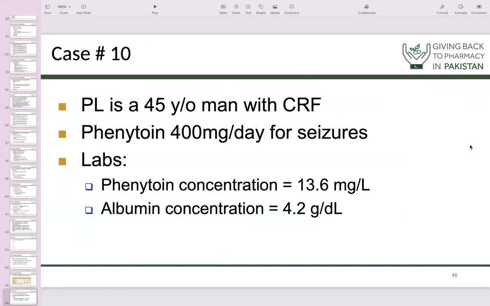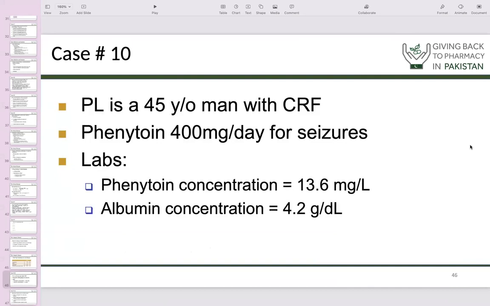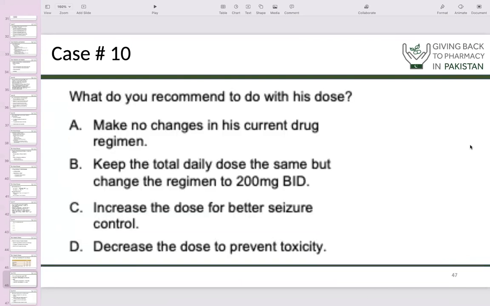Okay, so another case. PL is a 45-year-old man with chronic renal failure. Phenytoin is given 400 milligram per day for seizure. Phenytoin concentration is 13.6 milligram per liter, which is well in the range of 10 to 20. Albumin concentration is 4.2. What do you recommend to do with this dose? Make no changes to the current dose regimen. Keep the total daily dose the same, but change the regimen to 200 milligram BID. Increase the dose for better seizure control, or decrease the dose to prevent toxicity. If you see the concentration is 13.6, you will say it is between 10 and 20, the patient is fine, no need to do anything.